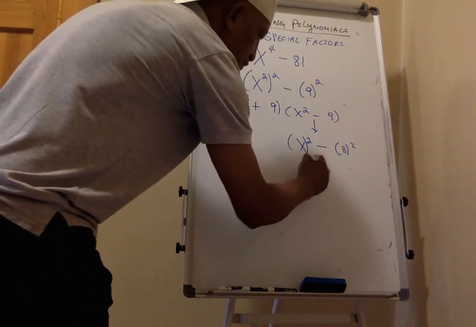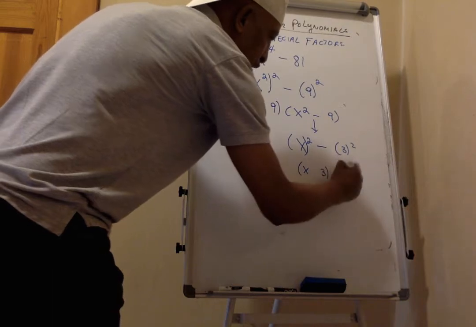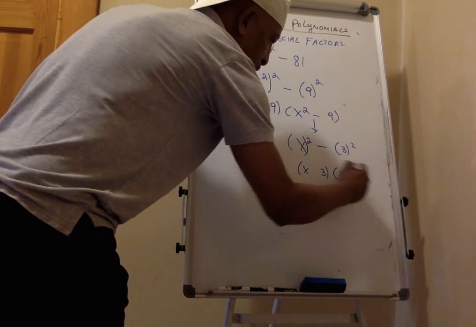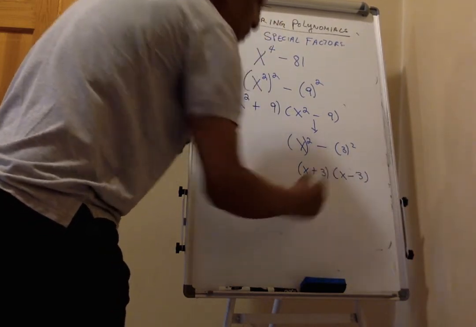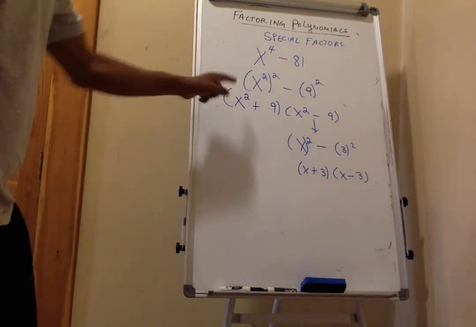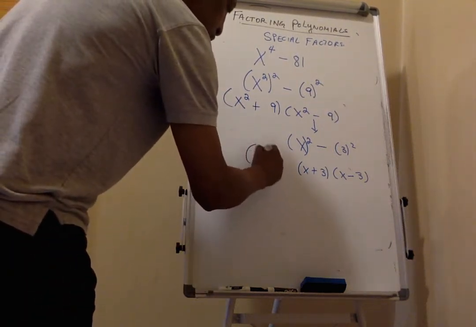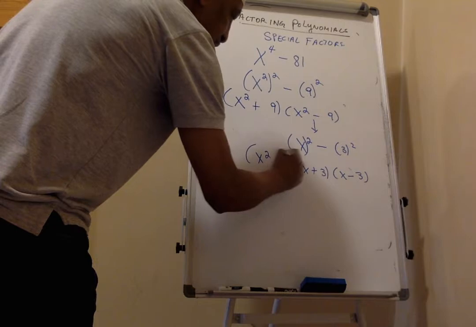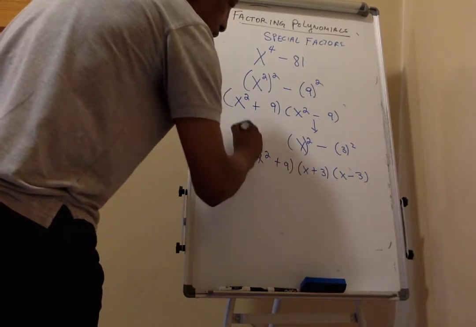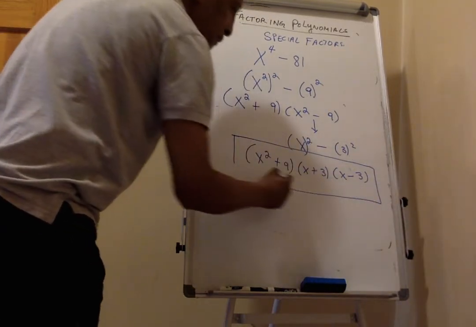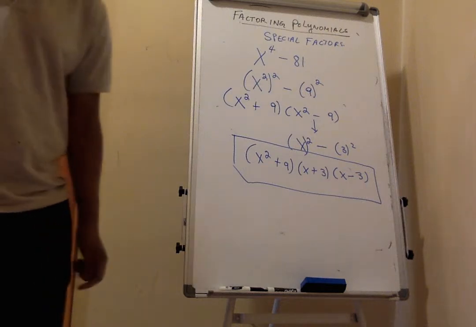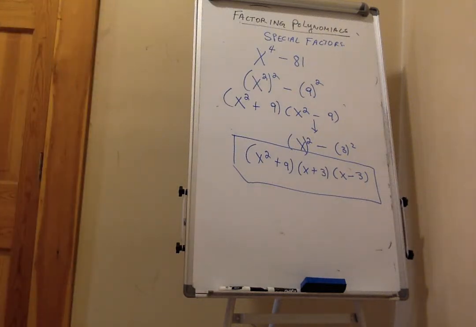So one of them is x and 3. The other one is also x and 3. One of them is plus. One of them is minus. Now you're going to bring the one which you cannot factor, x squared plus 9. This would be your final answer. Okay.